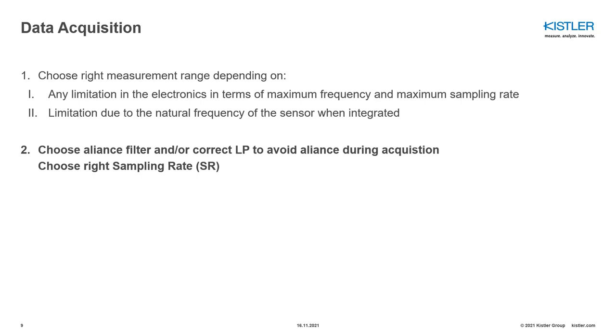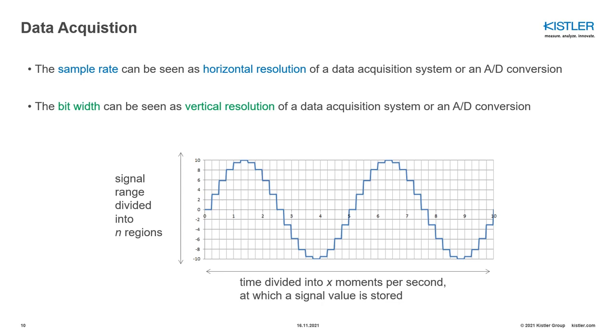So after talking a little bit about some limitations that can come from the hardware or software or the dynamometer in this case as presented, or the sensor itself, let's look at aliasing, how to avoid it and how to set up the right filtering strategy. Let's start by explaining a little bit about data acquisition.